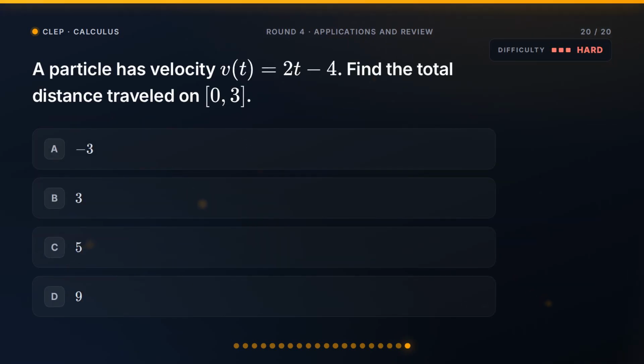Question 20. A particle has velocity v of t equals 2t minus 4. Find the total distance traveled over the interval from 0 to 3. A. Negative 3. B. 3. C. 5. D. 9.